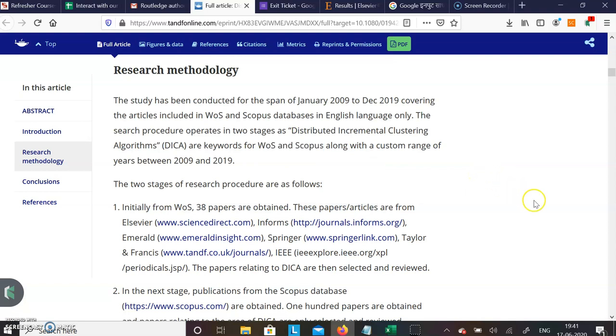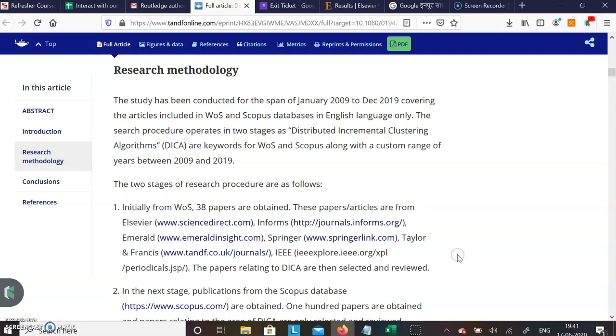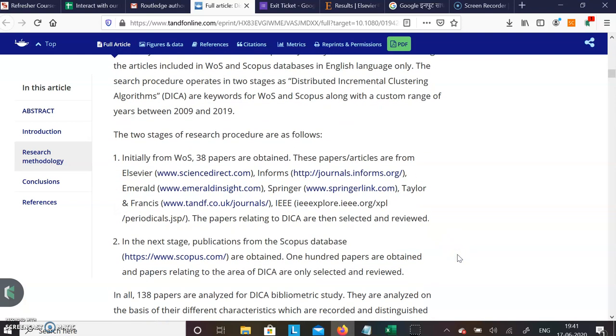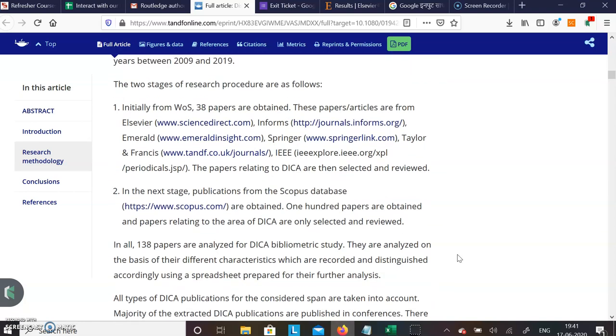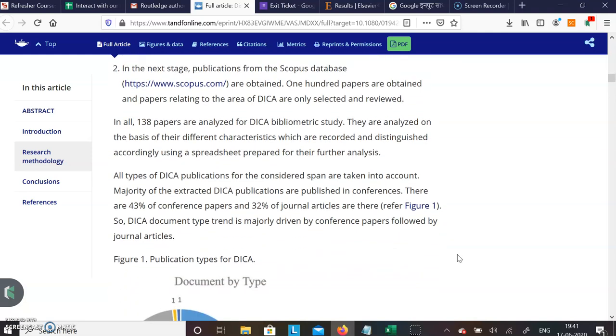Here the two stages of the research procedure are given. In the first stage, as I said, we explored various journal databases, and then finally we finalized on the Scopus and Web of Science databases. So let's move on.